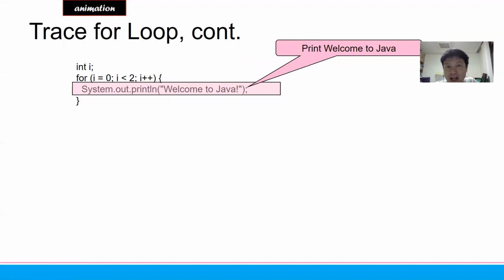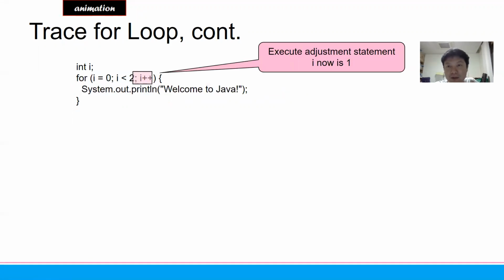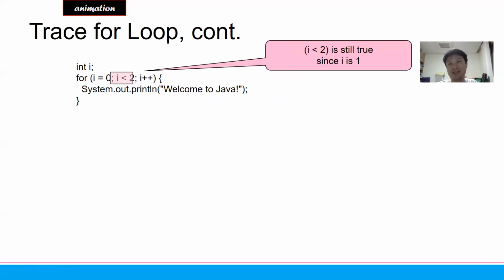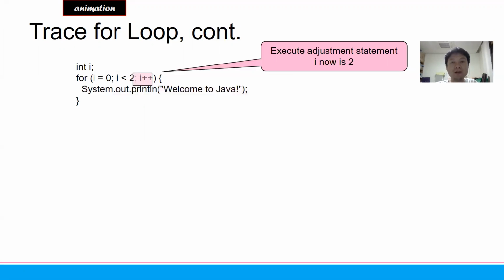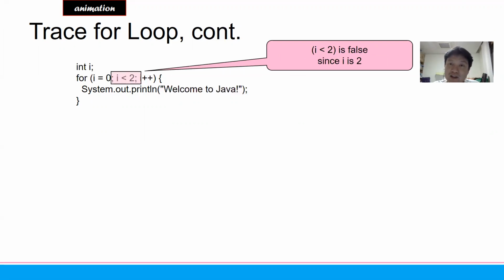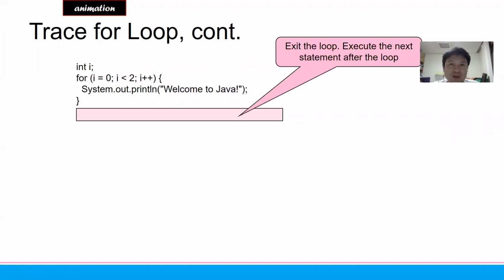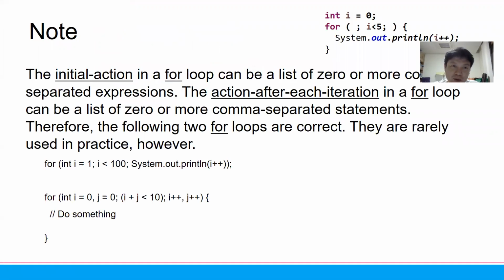After you finish the execution, you will add the variable i with 1. So we have i equals to 1. 1 is less than 2. Yes, it is true. So we will print again, welcome to Java, and then we will add again i with 1. So now i becomes 2. So 2 is less than 2, false. So we will stop and it will exit from the loop. Okay.